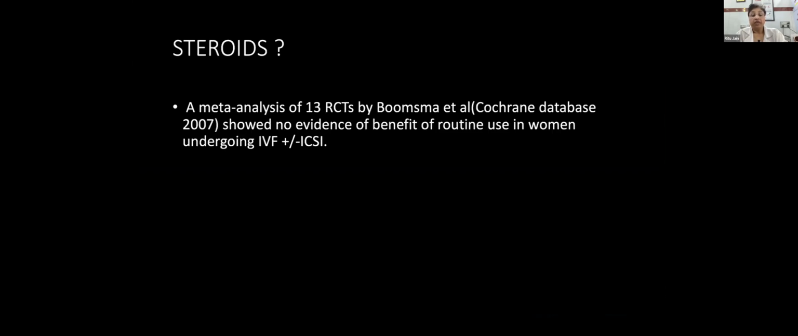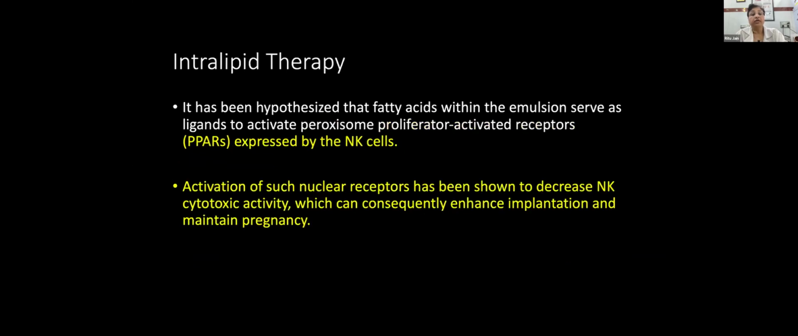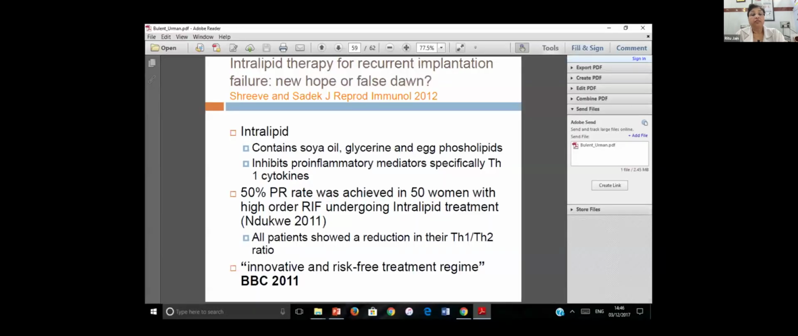Steroids have no benefit as shown by 13 RCTs. G-CSF is being used recently a lot by reproductive specialists. It increases the endometrial thickness by 4.1 mm in comparison to estradiol and sildenafil, and it increases the clinical pregnancy rate also, OR being 2.03. It is given in the proliferative phase. Same way, intralipid therapy also enhances implantation and pregnancy.